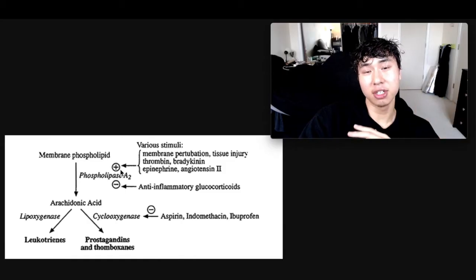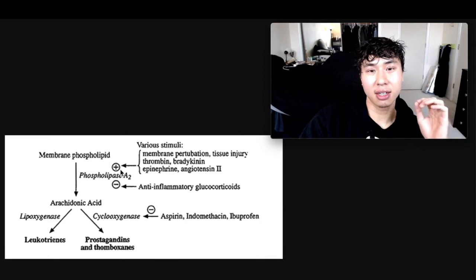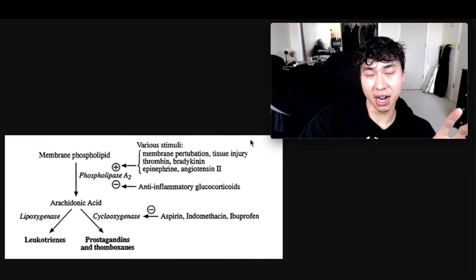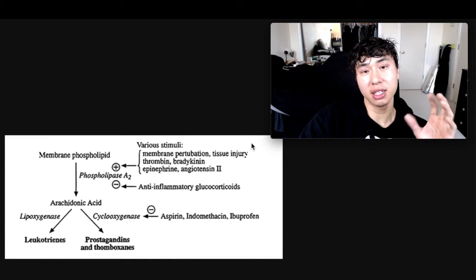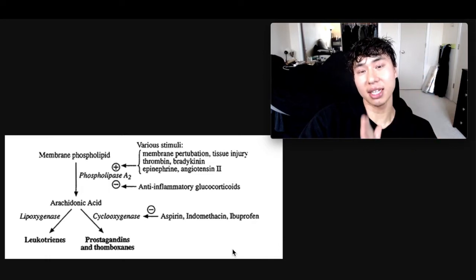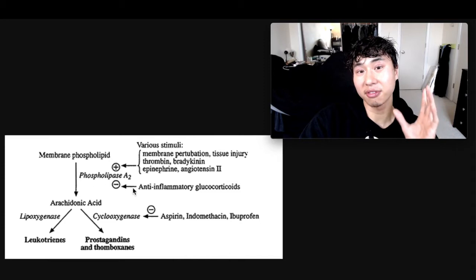So my channel is all about simplifying the complex science and breaking it down so everyone can understand it easily. This chart is the simplest chart that I could find to help you understand the inflammatory pathway. So think about this like it's dominoes stacked side by side. When you knock one down, it knocks the other one down, and so forth. And this all happens in the cell membrane called the phospholipid.